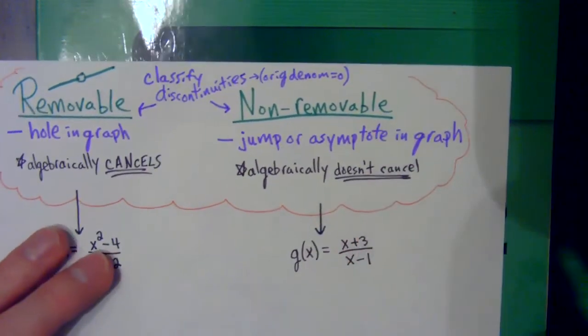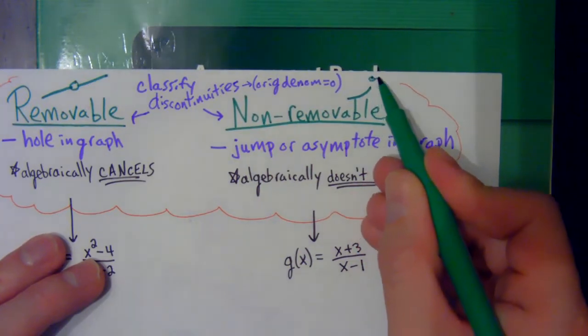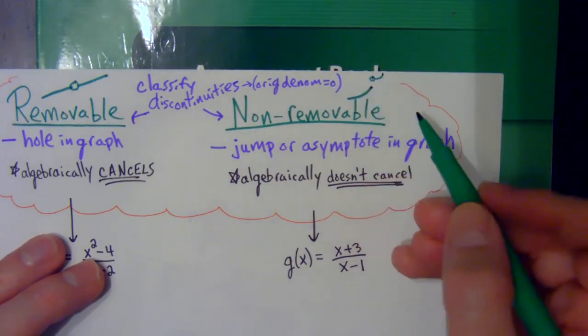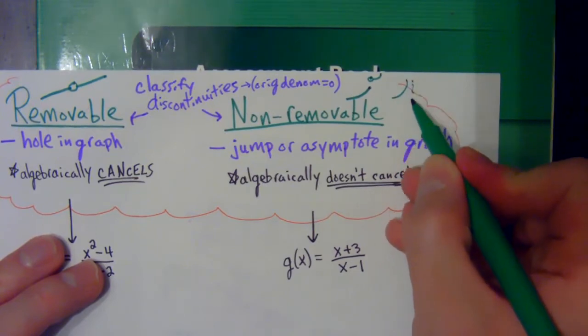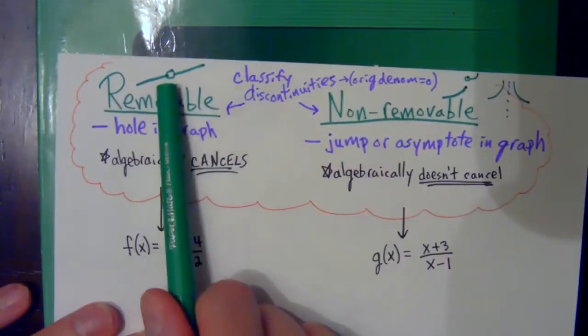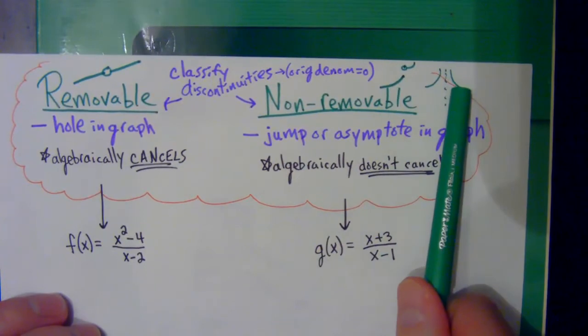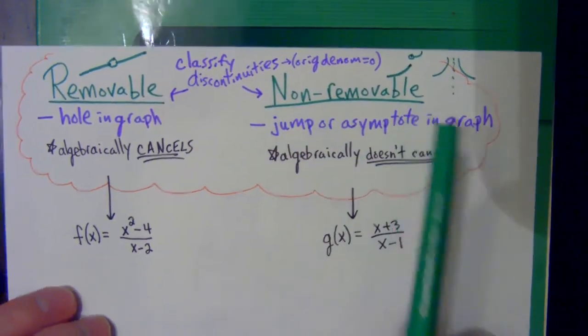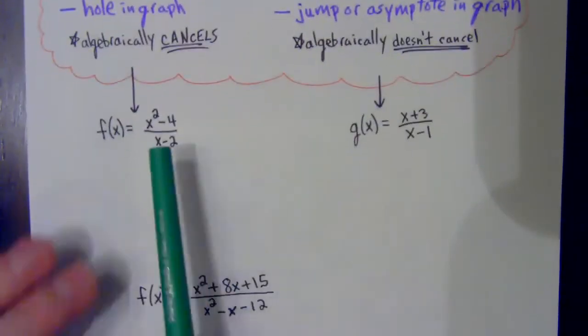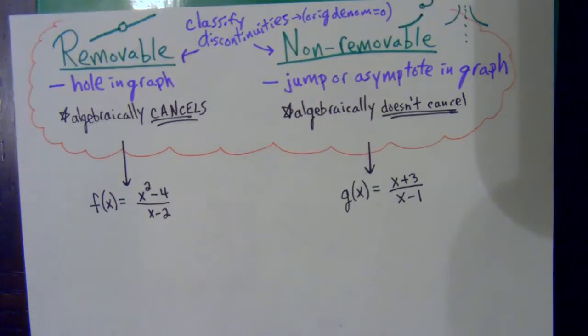A non-removable kind is if you have a jump in your graph. So if you have a piecewise function and it just kind of goes like that and there's a jump in the graph, or if you have a vertical asymptote, those are the non-removable discontinuities. So if there's just a single point missing, a hole in the graph, that's removable. If you have a jump, if you have a vertical asymptote, non-removable. That's if you're looking at the graph. If you're looking at the function, I don't think we really want to graph these functions, okay?